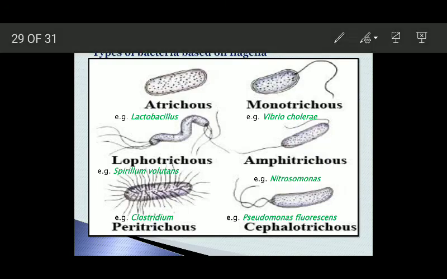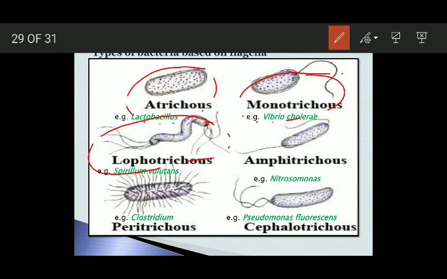And the types of bacteria on the basis of their flagella, we have already discussed these things. We have atrichous bacteria, they don't possess any flagella. Monotrichous, a single flagellum. Lophotrichous, they possess tufts of flagella at both ends. You have examples also here. Then we have Amphitrichous, a single flagellum at each end.